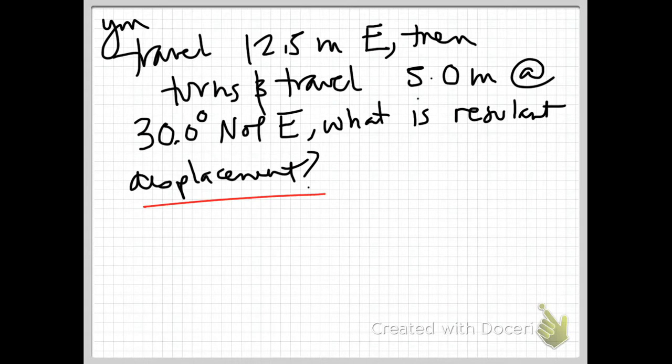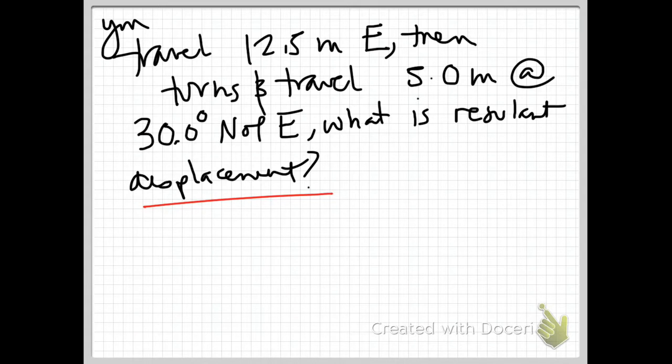Important to note, resultant displacement must include two things. What are they? The displacement and the direction. Yeah, that displacement has to have a direction. If you just give me 13.2 meters, that's wrong. That's half off. If it's a 10-point problem, you just lost 5 points.